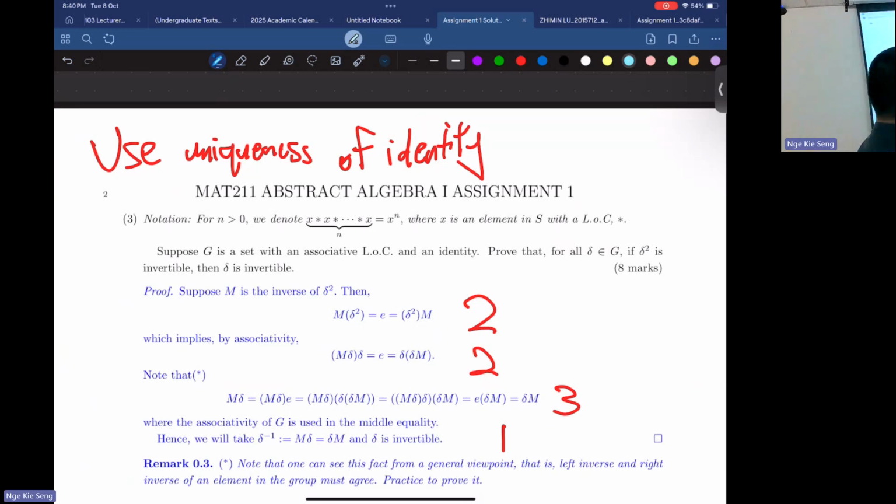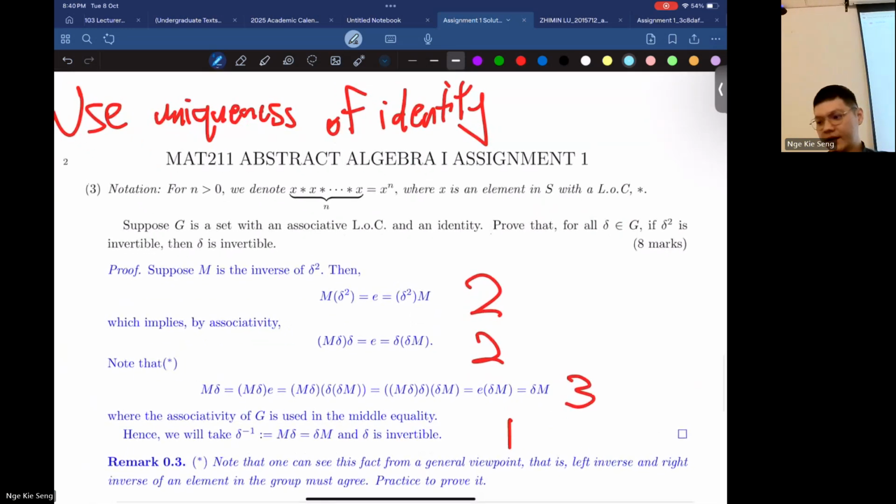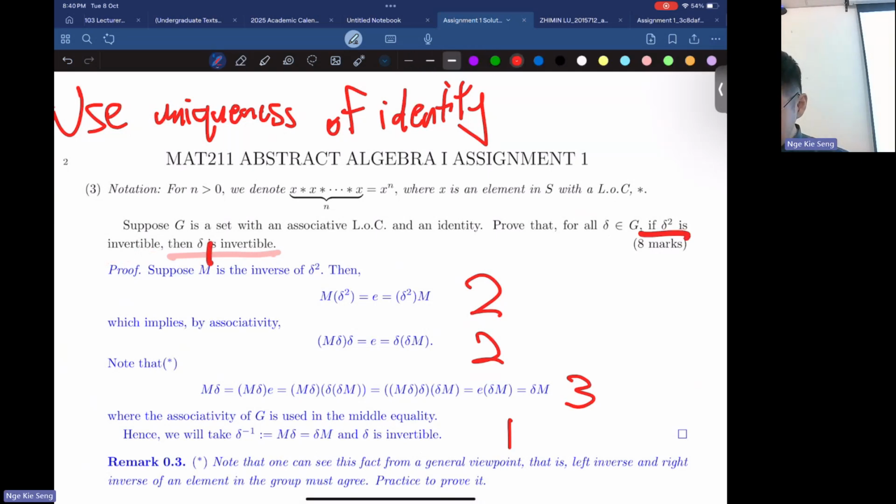So this last question here, what do we do? This question says that you start with a G with an associative operation and identity. If delta square is invertible, then delta is invertible. So you assume that there's an inverse for delta square first, and then you want to find an inverse for delta.